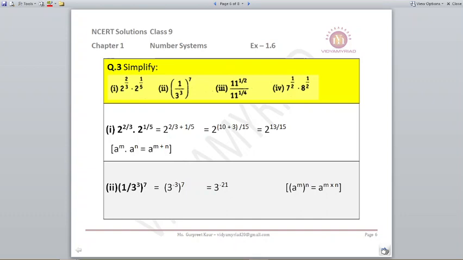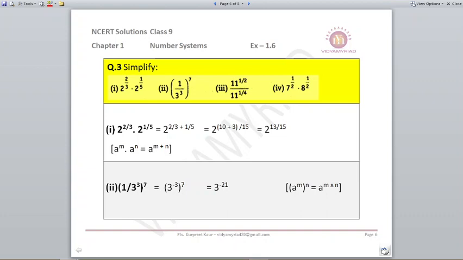Question number 3. Simplify 2 raised to power 2 by 3 into 2 raised to power 1 by 5. Now here we are going to apply the rules of the exponents, which state that when we have the same base but different powers, we add the powers. So it becomes 2 raised to power 2 by 3 plus 1 by 5. Take the LCM of 3 and 5, that is 15. So your answer comes out to be 2 raised to power 13 by 15.